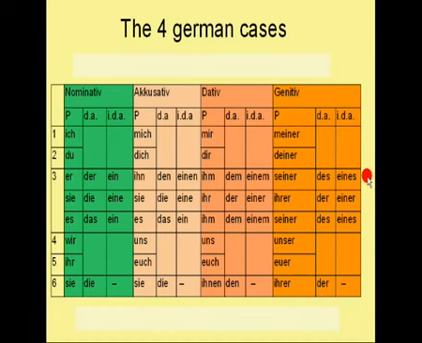Let's take a look at the articles. The definite articles and the indefinite articles in the genitive case are as follows. For male nouns, the definite article is des. The indefinite article is eines. For female nouns, the definite article is der and the indefinite article is einer. For neutral nouns, it is the same as for male nouns, des and eines. Then we have a definite article for plural nouns in the genitive case, and this article is called der. For plural nouns in the genitive case, we don't have an indefinite article.